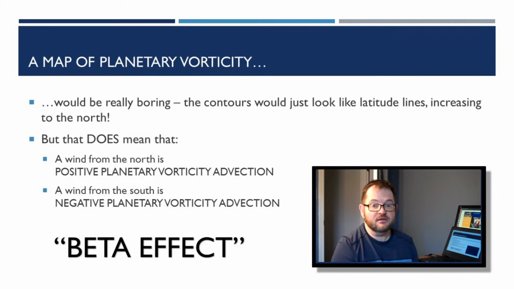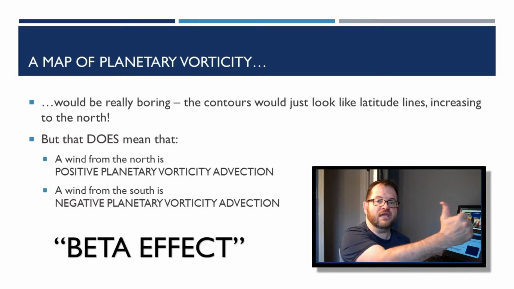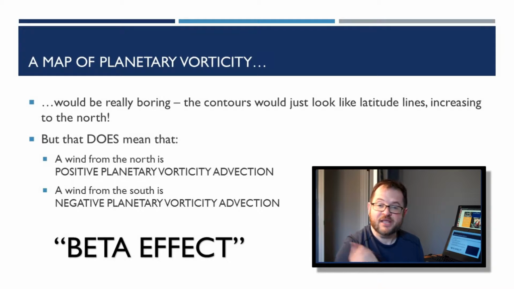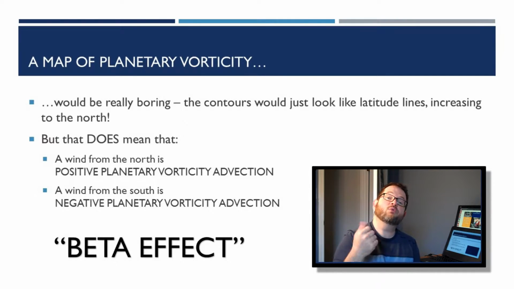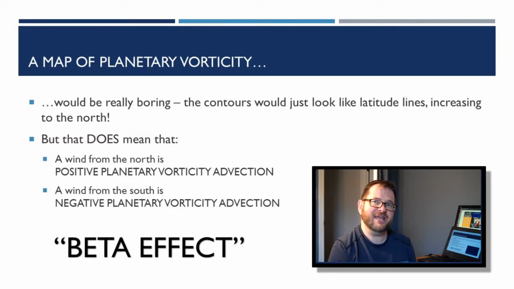But that does mean that you can advect planetary vorticity. Anytime you have a wind from the north, you have positive planetary vorticity advection, because you are pulling air that has a lot of planetary vorticity towards a place that has less. And anytime you have a wind from the south, in the northern hemisphere anyway, you have negative planetary vorticity advection, because they are taking air from a place that has low planetary vorticity, maybe even 0, toward a place that has more planetary vorticity.